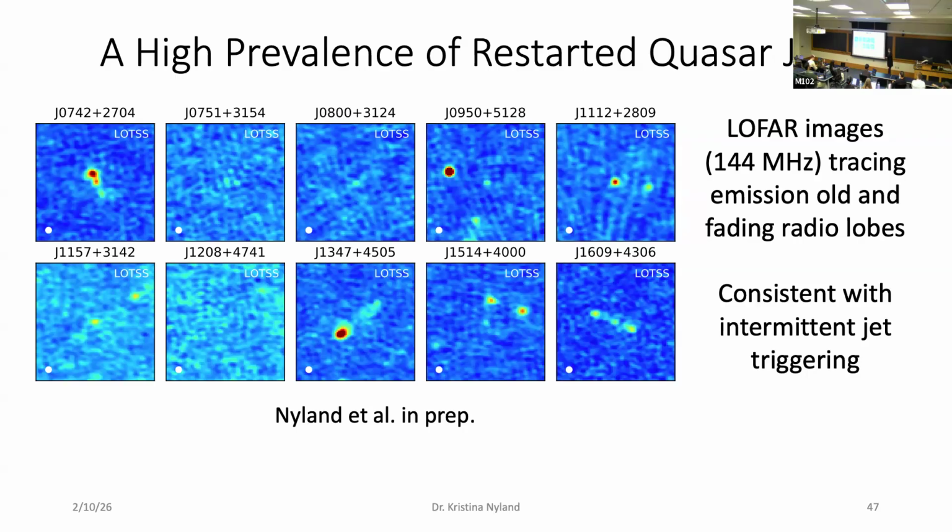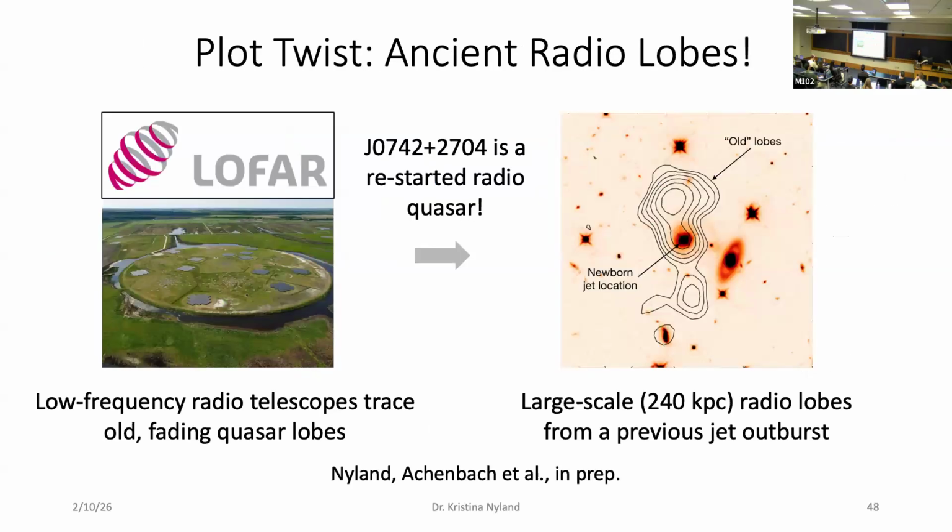This is the one that I've been focusing on that has the ionization echo, and it has some interesting extended LOFAR emission. Here's a better image of the LOFAR emission. This is the HST image with contours of the LOFAR LoTSS data at 144 megahertz. And this points to the location of the newborn jet.